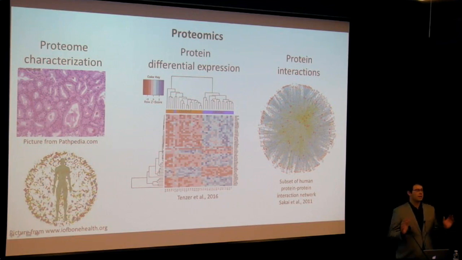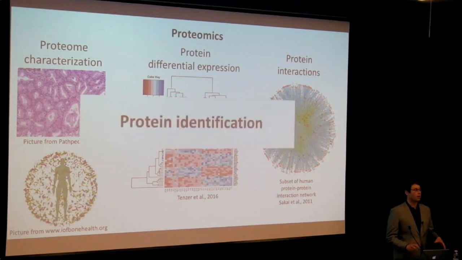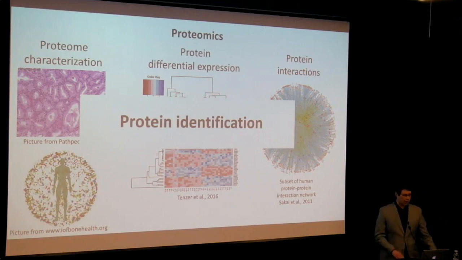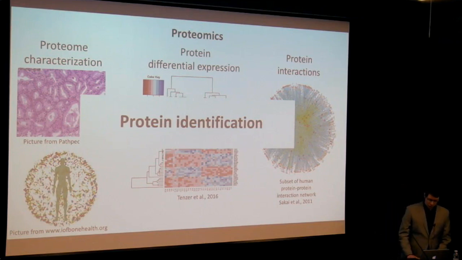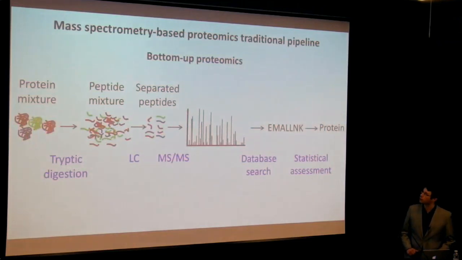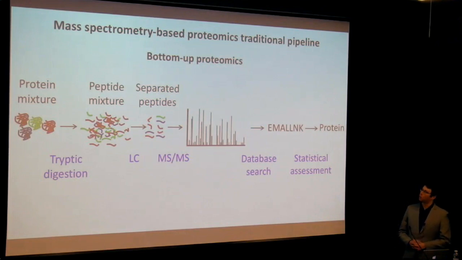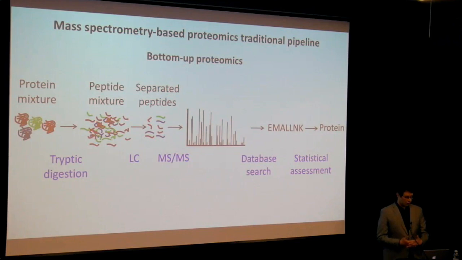And so what all of these things have in common is one important theme: the basics of a proteomics experiment is that you more or less always have to identify the proteins that are present. Before you quantify them, before you find their interactions, you have to know what is present in your sample. And there is one major, widely used pipeline called bottom-up proteomics that is often used to identify proteins in a sample. And this is done through an instrument called a mass spectrometer.